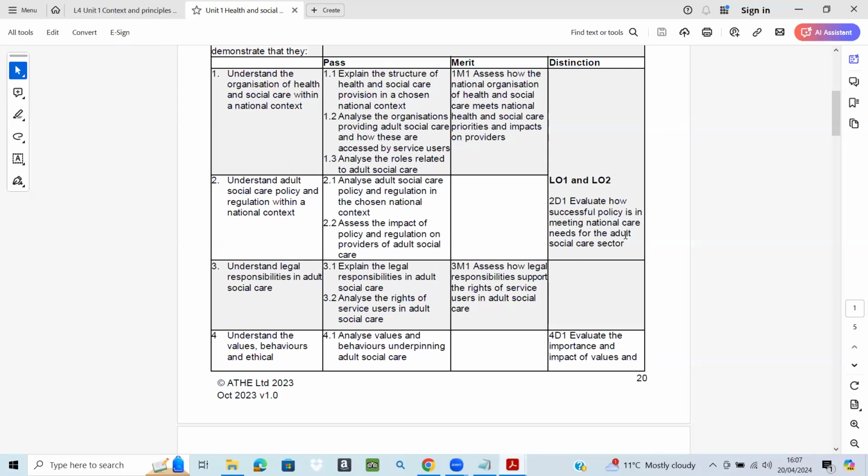It's not for only learning outcome 1. So this distinction criteria is based on both learning outcomes. So we will do the pass, merit, then we will go here, that 2.1, 2.2, and then we will attempt the distinction criteria.